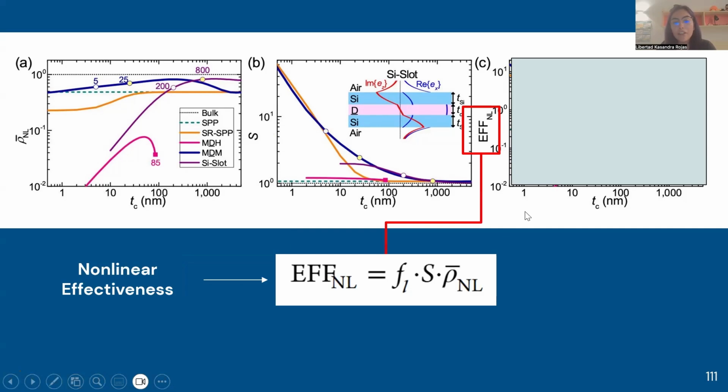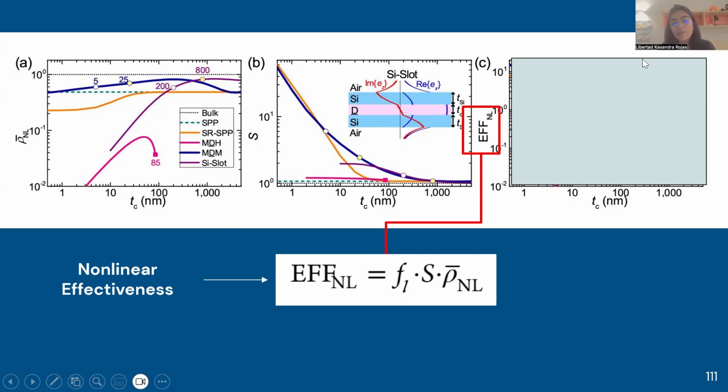Finally, we have a plot that shows us the nonlinear effectiveness. This value was proposed in this paper to quantify how good your material is at getting nonlinearities. It takes into consideration three factors. This F here is just to account for losses, so it's a way to quantify the losses that we get. We're not going to pay too much attention to it. Then we have our S, which is our slow light effect coefficient, and we have our rho here. So it's telling us how much nonlinearity we can get without actually damaging our material.